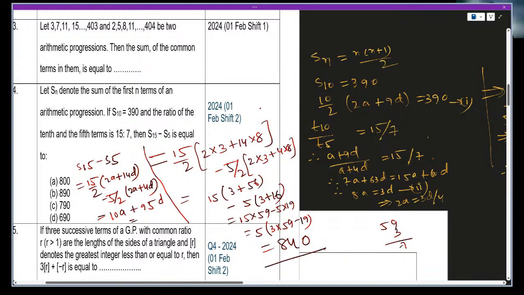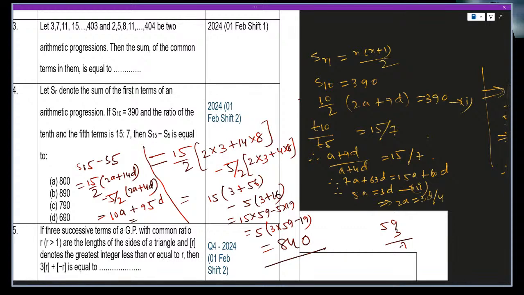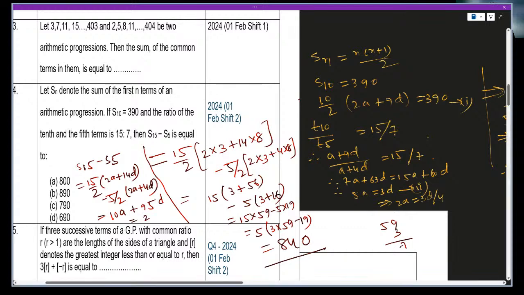10a, a is how much? How much did you get the value of a? 2. a is 2. No, 3. So it will be 30 and d value 8, 800. So 720 and 40, 760 and 30, 790 is the option. 790. Here also I expected to get the same thing. Maybe I have done some mistake.